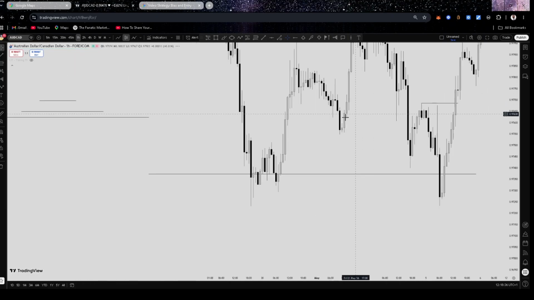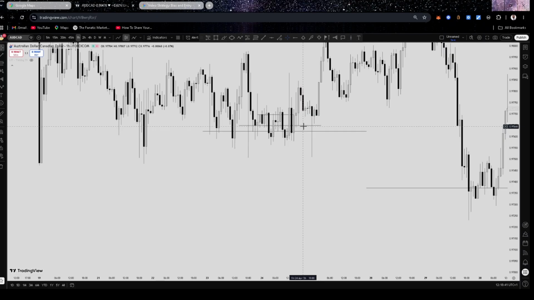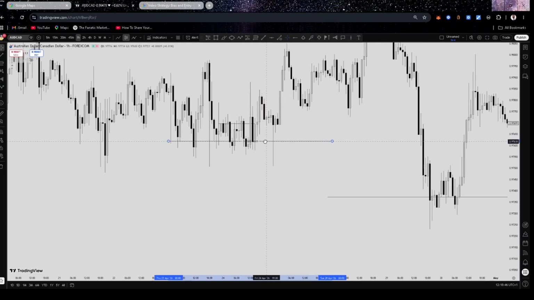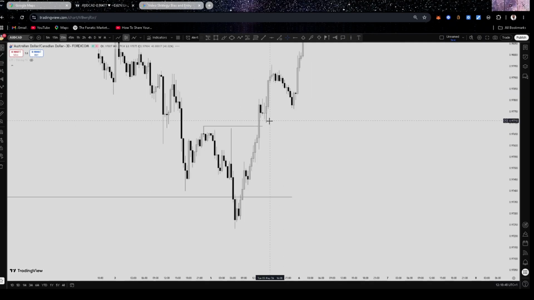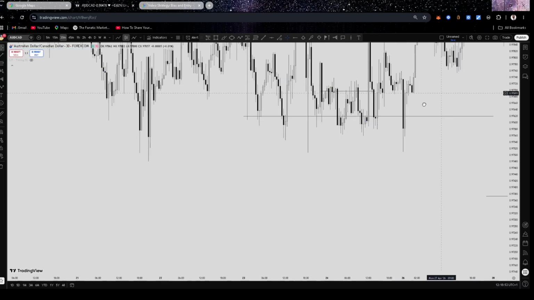It must have a structure. If there is no structure with all those things I mentioned, then this setup is invalid for me. So let's refine this key level. Let's go to the 30 minute. If I don't find a good structure on the 30 minutes time frame, then this trade is not for me.